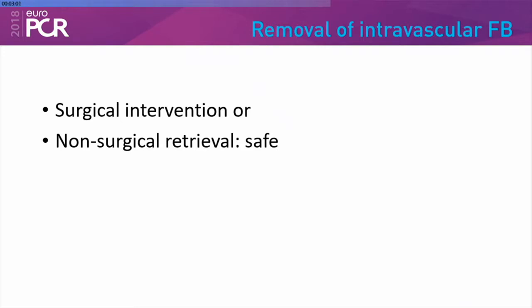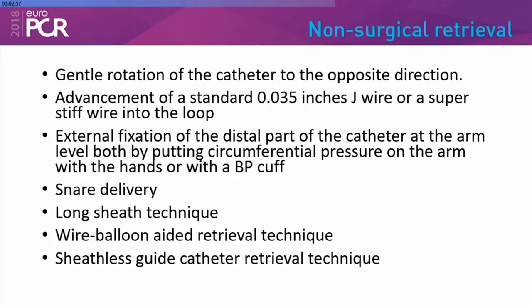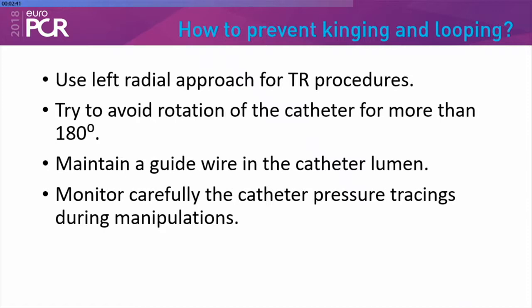A non-surgical retrieval is the treatment of choice for removal of an intravascular foreign body. These techniques were already described by the previous presenter. Gentle rotation of the catheter to the opposite direction, advancement of 3-5 wire, external fixation by a BP cuff, snare delivery, long sheath technique, wire balloon technique, and sheathless guide wire retrieval techniques, etc.